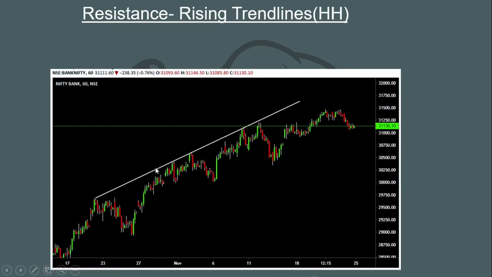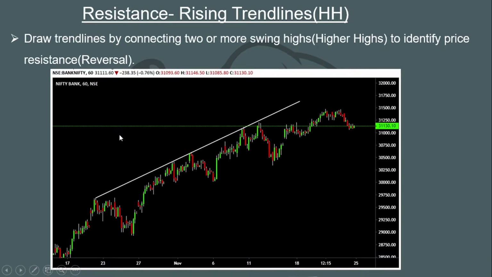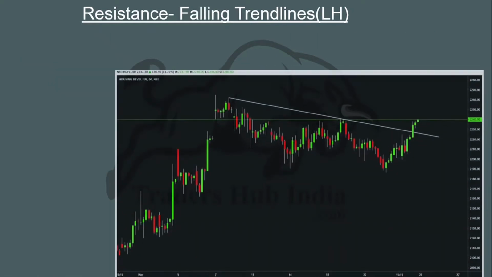This is the rising trend line, drawn by connecting two or three swing highs to find the price resistance when the stock is moving up. So we can find the target by drawing these kinds of trend lines. We can find the targets, so you can exit the trade exactly, or you can avoid the trade when the stock is moving up. Falling trend line.